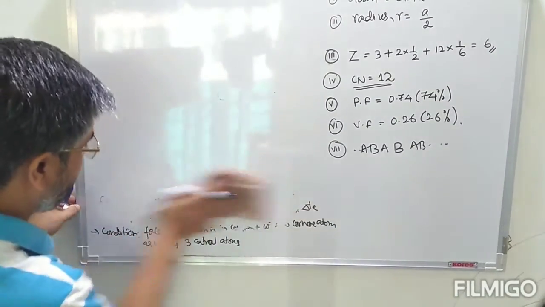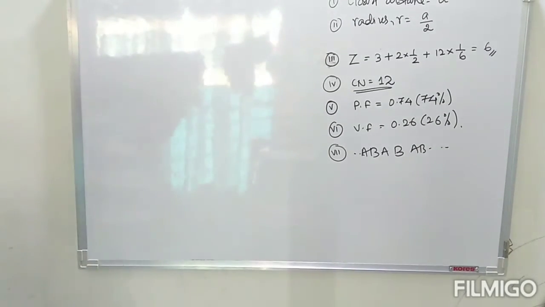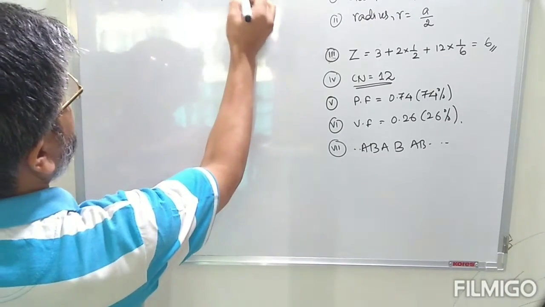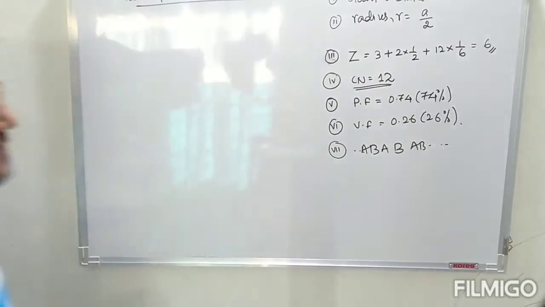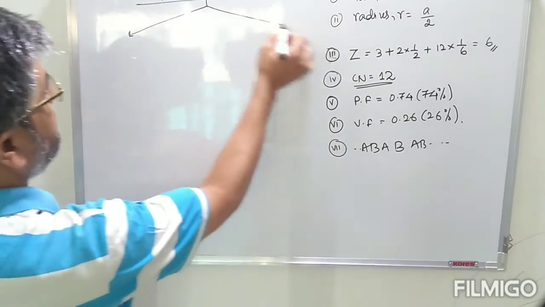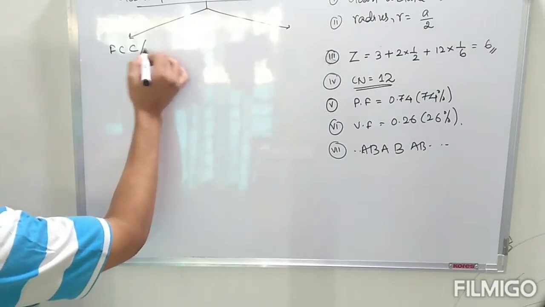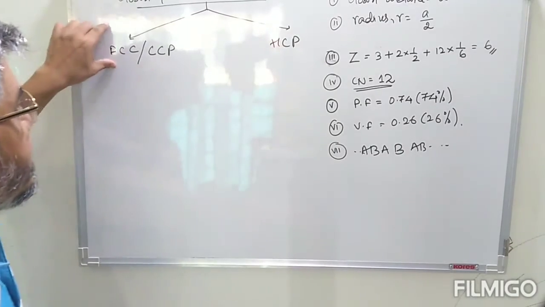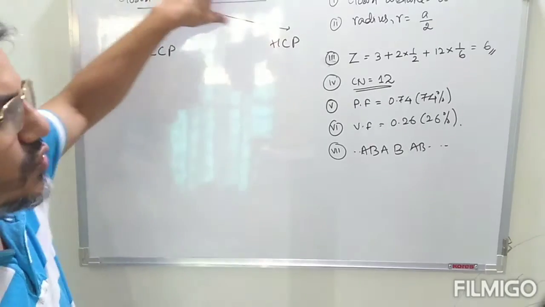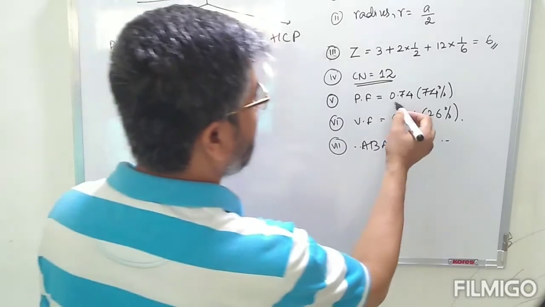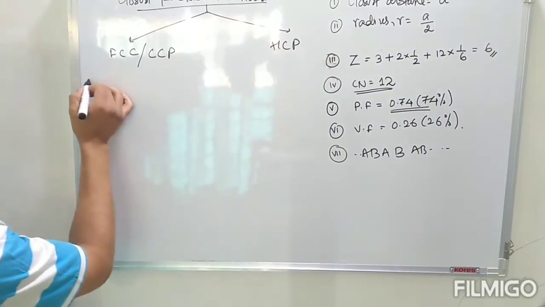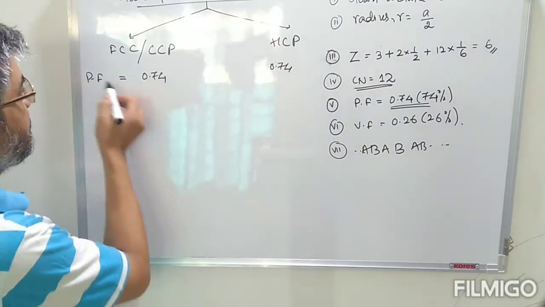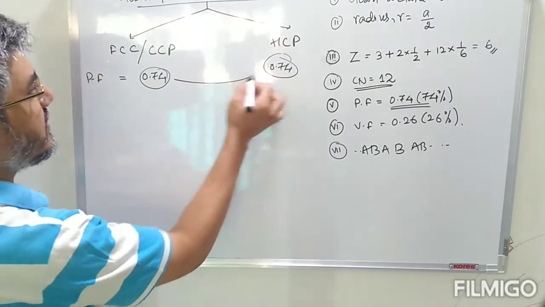So after this we'll have closest packed structures. Now these closed packed structures: we have FCC, face centered cubic, also known as cubic close packing, and we have hexagonal close packing. These two structures, hexagonal close packing and FCC or cubic close packing, are known as closest packed structures. Why are they known as closest packed structures? Because of the maximum packing fraction. So the packing fraction is 0.74.